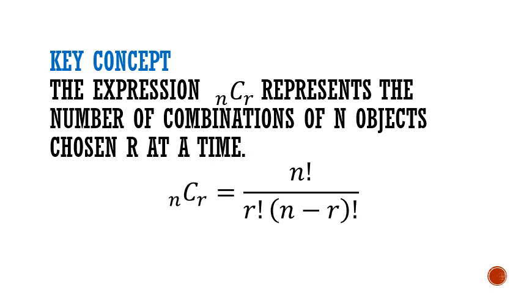Alright, so here we have the formula. N choose R, where N is the total number of objects and R is the ones you're choosing. And so again, go ahead and copy this down.